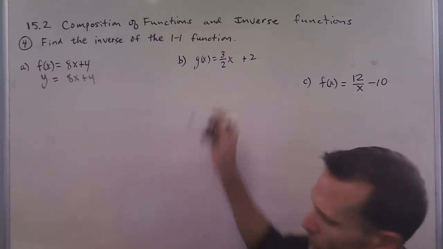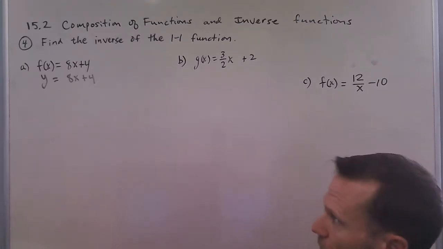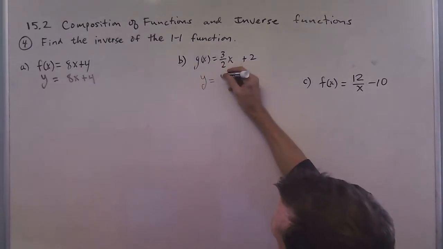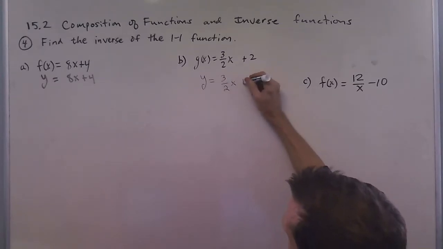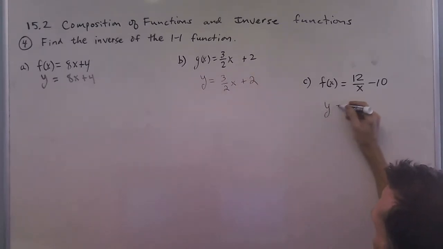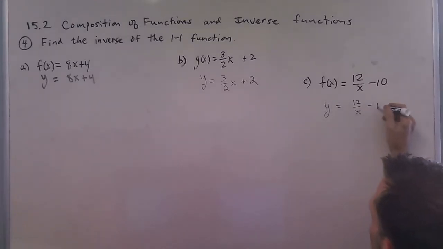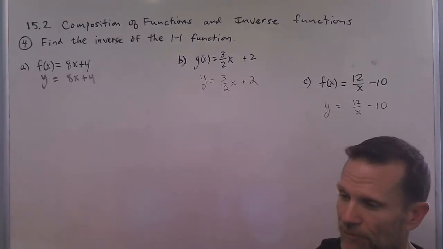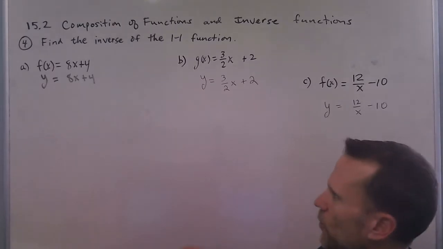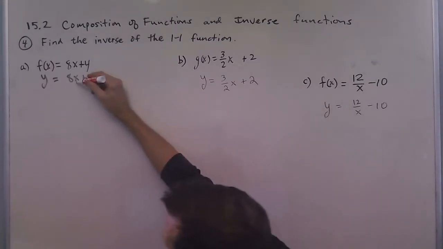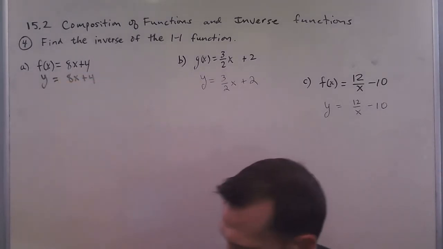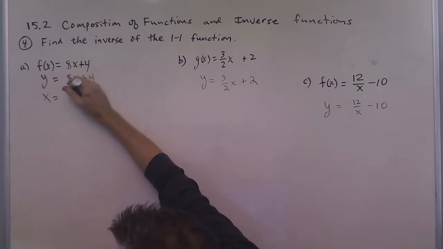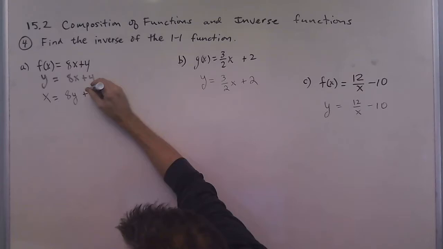Okay. So we could do that with all of these problems if we wanted. We could say, okay, replace the function name with y. Okay, so that's the first step. Then the next step is to just flip-flop or interchange the x and the y. So what I'm going to do is, since I see x here, I'm going to write x over there, and so I get x equals 8y plus 4.